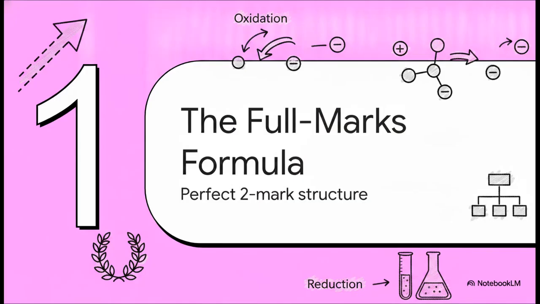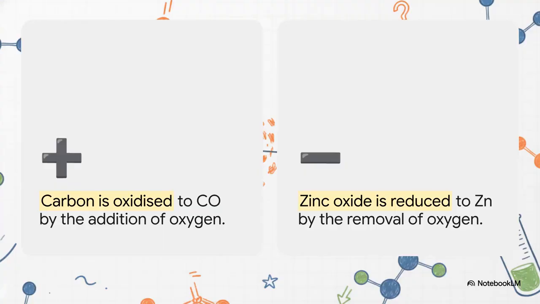Section 1. The full marks formula. So the crucial point here is structure. You literally only ever need two lines to get this right. First, carbon is oxidized to CO by the addition of oxygen. You can see the carbon physically gains an O in the product, right? Second, zinc oxide is reduced to Zn by the removal of oxygen. It started with an oxygen and then it lost it. That simple oxygen transfer is the whole shebang. It's the entire secret to this reaction, leaving absolutely zero room for errors.